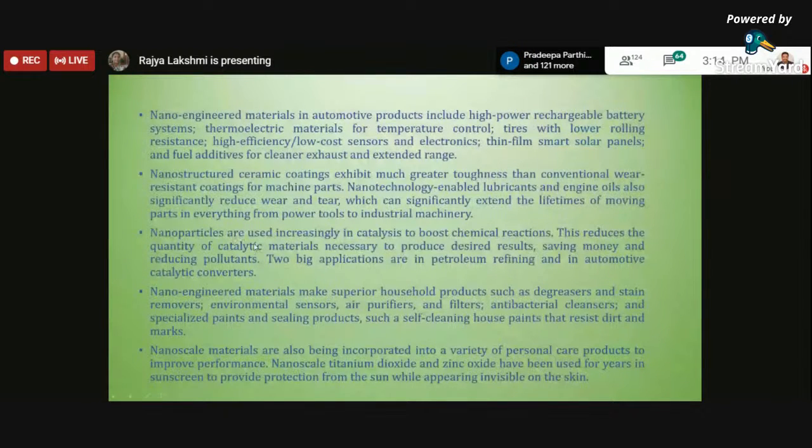Nanoparticles are also increasingly used as catalysts to boost chemical reactions, which reduces the quantity of catalytic materials necessary to produce the desired results, and it will try to reduce the cost.